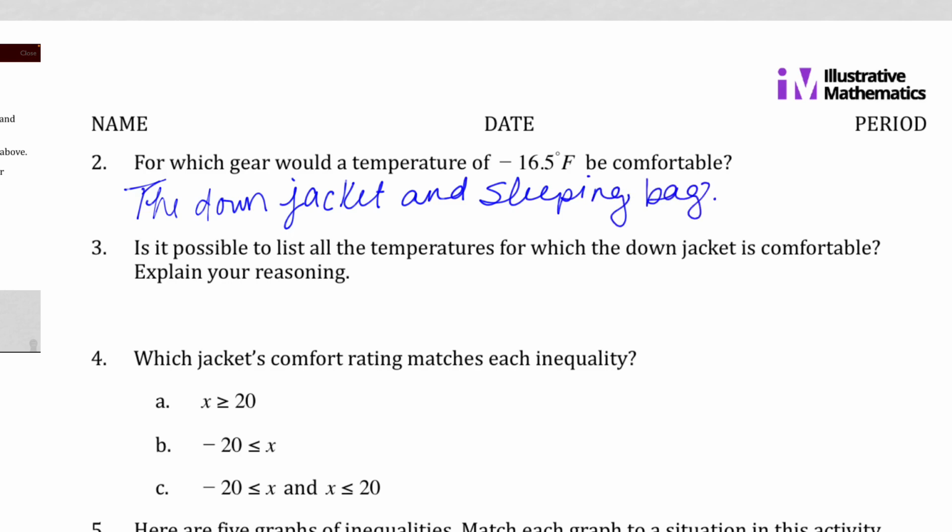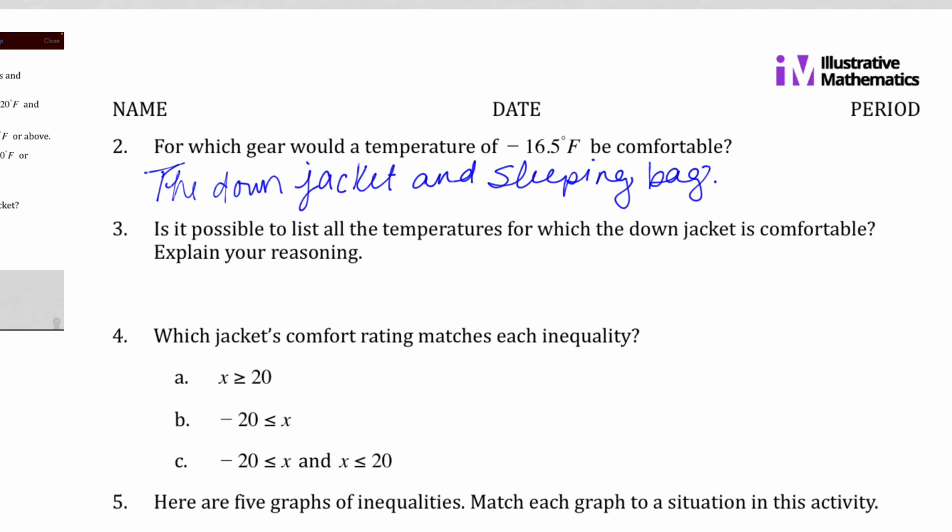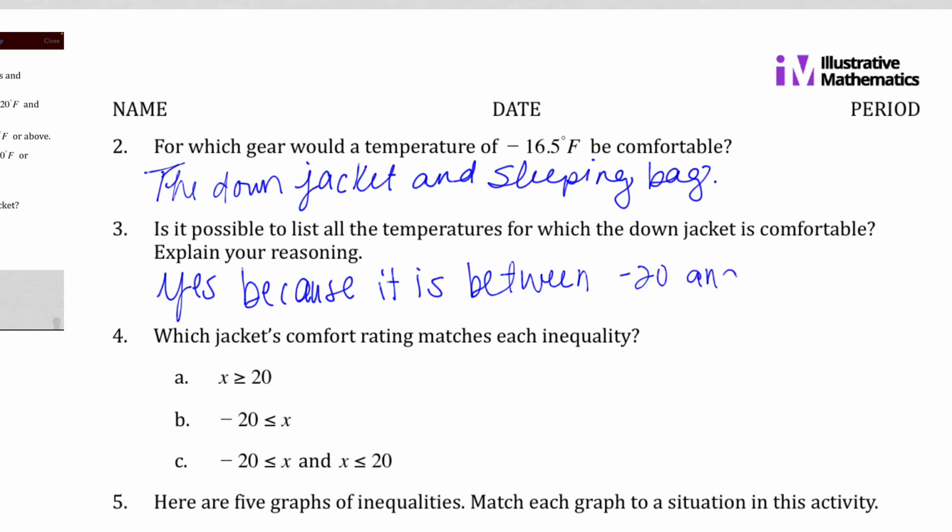All right. Is it possible to list all the temperatures for which the down jacket is comfortable? Explain your reasoning. What do you guys think? Can we list all of the temperatures? Probably, right? Why? It's only between negative 20 and 20. Right. So, yeah, because it is between negative 20 and 20 degrees Fahrenheit.